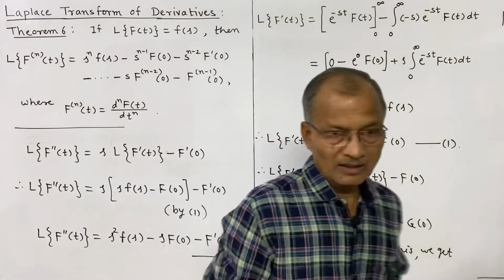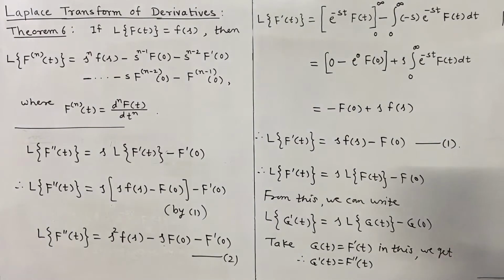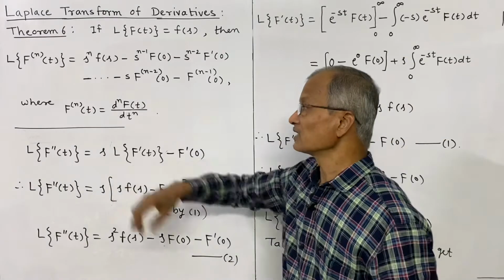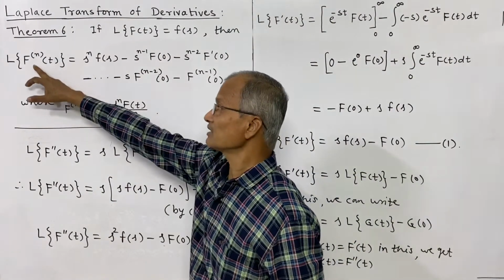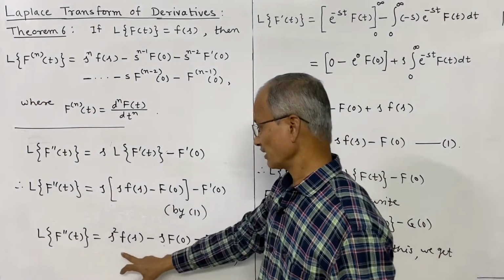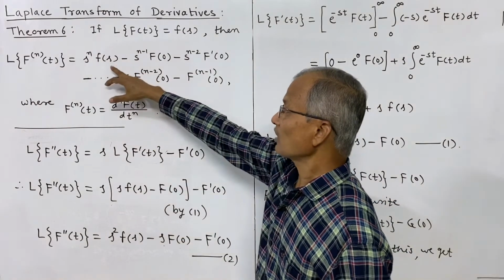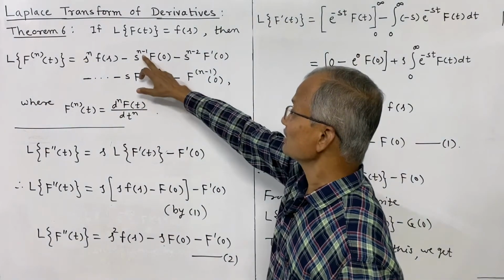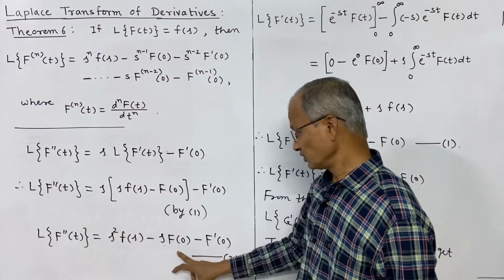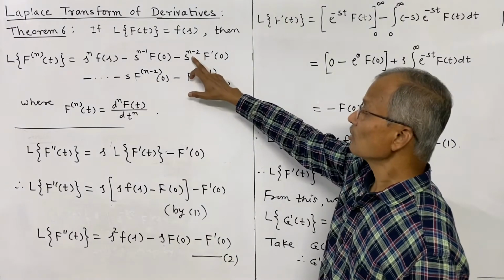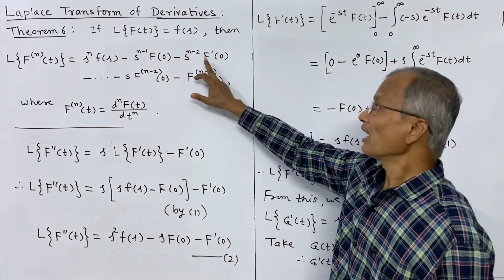Now you see this result is obtained as the second result. Now this can be verified whether it satisfies the given result or not. If you put n equal to 2, the left side is L of the second order derivative of f, and the right side is, see, n is 2, s square F(s) minus, again n is 2 minus 1, that is s, f of 0, minus, n is 2 minus 2, that is 0, so s power 0 is 1, and f dash of 0.